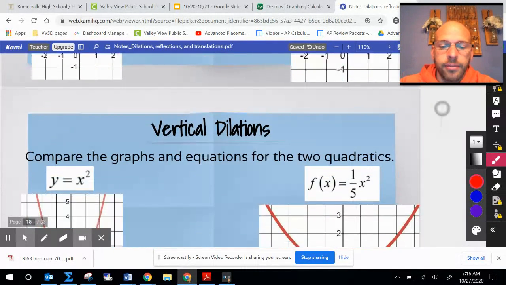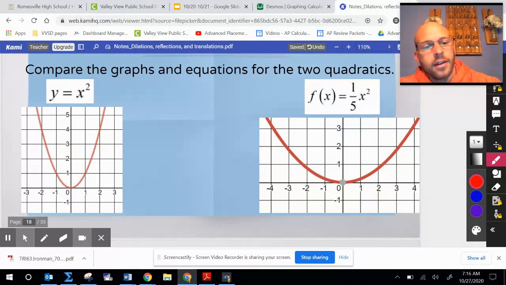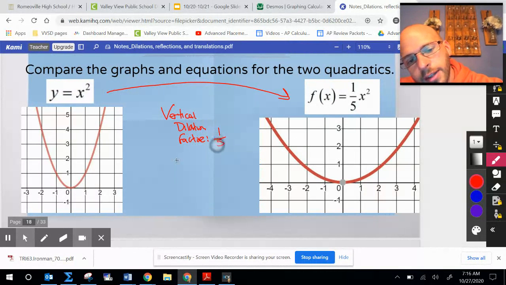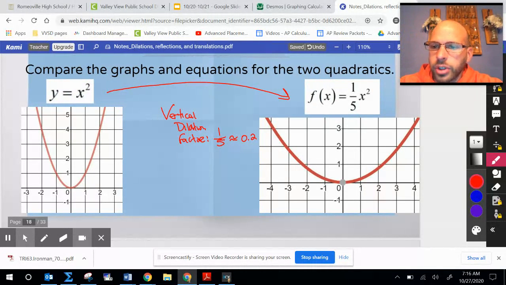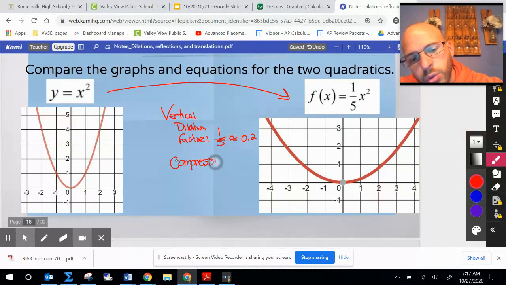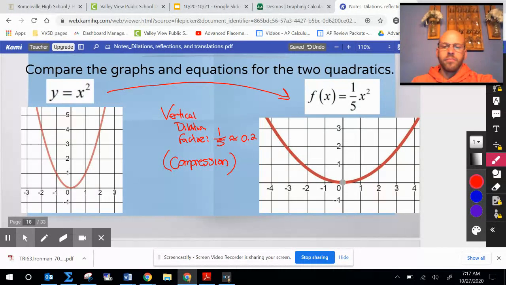Okay. Now, if you have a 1/5, this is still a vertical dilation factor, but it's of 1/5. Now, because 1/5 is, if you use your calculator here, something like 0.2, because that number is smaller than 1, that is what we call a compression or a shrink of my graph. I'm compressing it. I'm making it smaller, okay?